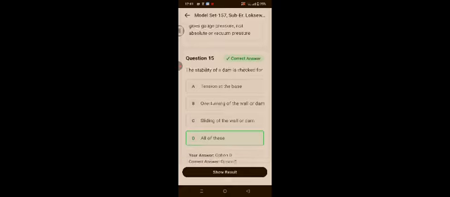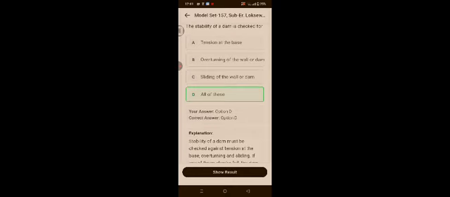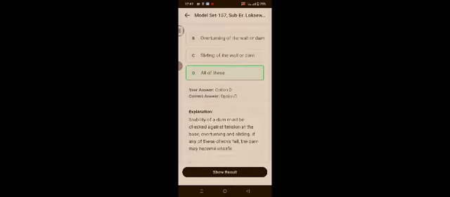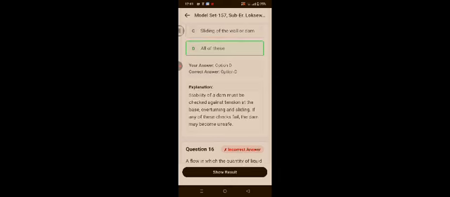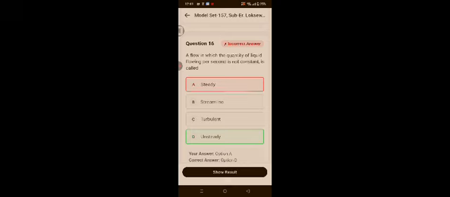The stability of the dam is checked by the tension at the base, overturning of the wall of the dam, sliding of the wall of the dam, all of the above. किनकि stability of the dam must be checked against the tension at the base, overturning and sliding. If any of these checks fail, the dam may become unsafe हुन्छ.